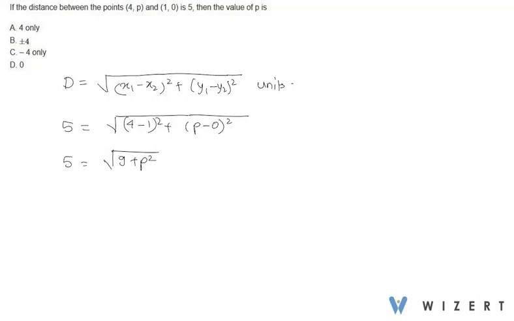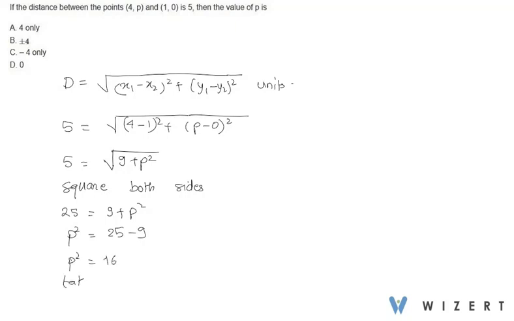In order to find this, we'll simply square both sides so that this radical sign is removed. So we get 25 equal to 9 plus p square. And now we separate p square as 25 minus 9. So we get p square equal to 16.